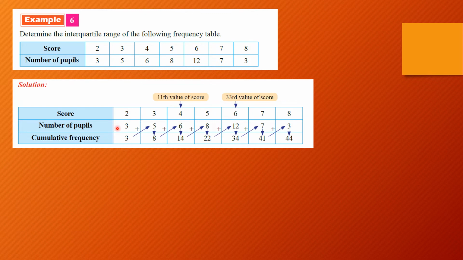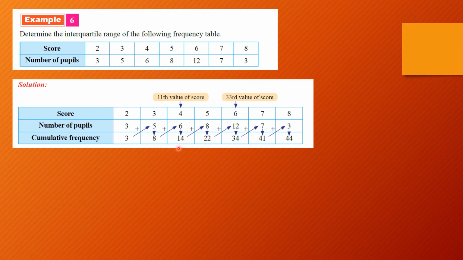So we can see from the score 2 only got 3 pupils. When we add up with the score 3 got 5 pupils, so when we add up, we got only 8 pupils. So where is the 11th pupil? The 11th pupil is at the score 4.